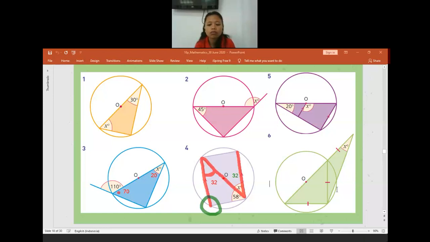Yeah, because this is just a collection of questions that follow the theorem. Every angle that faces the diameter inside the circle will always be 90 degrees. I just try to remind you of that point. That's why I give this similar question. Okay, can I move to question 5?